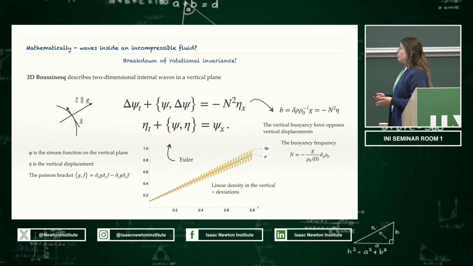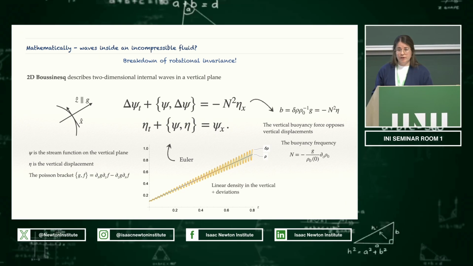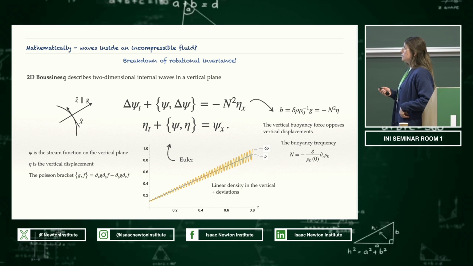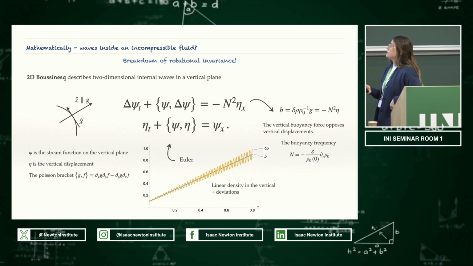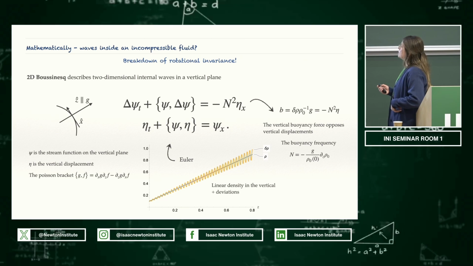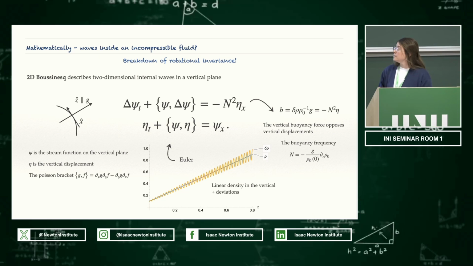You can obtain it from the Euler equation if you assume a linear density profile, and then you consider deviations and write the equation for the deviations. Here psi is the stream function, so I write it for the vorticity: the Laplacian of psi is minus the vorticity. And eta is called the vertical displacement. If you are more comfortable thinking about buoyancy, it is just minus N squared times the buoyancy, where N is the buoyancy frequency, and you can think of N as gravity over the mean density.